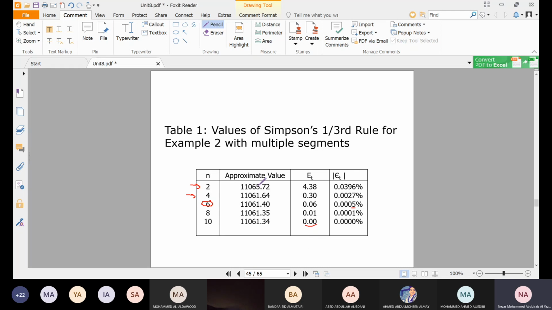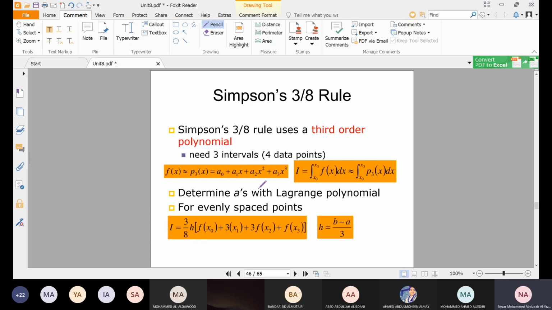Okay, so this is about the Simpson 1/3 rule. We have another method. We call this Simpson 3/8 rule. This is another method that should also enhance the accuracy more than the Simpson 1/3 rule. So the Simpson 3/8 rule uses a third order polynomial. That means here we use 4 data points, so in this case, we need 3 intervals. So this is the third order polynomial.